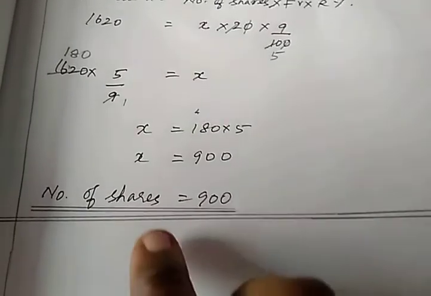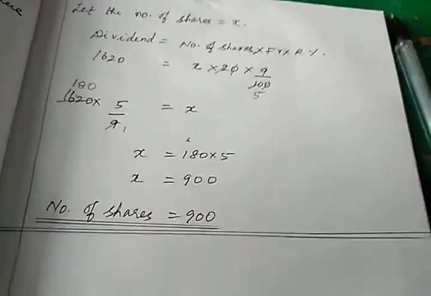After completing the sum, underline the solution and draw a line after the sum is over.